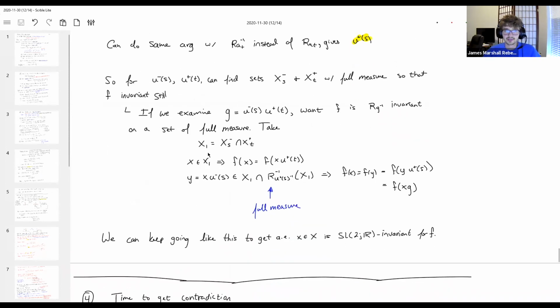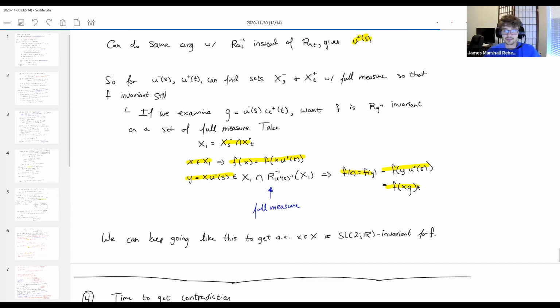So if you take x1 equal to this intersection, then for x in x1, we have that it'll be invariant with respect to u plus t. And now if we take x1 intersect r inverse of u plus s inverse x1, then for y equal to this, we get that this holds as well. So it'll be g invariant on that set. And that set has full measure.